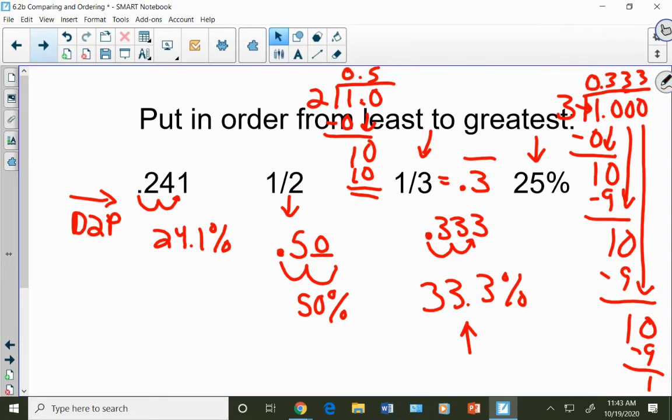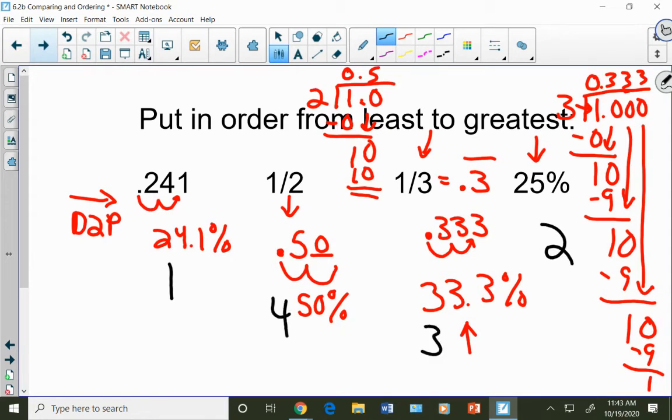So which one is first? 24.1 is first, then 25 is second, and 1/3 is the third, and 1/2 is the largest of these. So if I had to put those in order, it would be 0.241 first, then 25%, then 1/3, and the last one would be 1/2. That would be in the correct order from least to greatest.